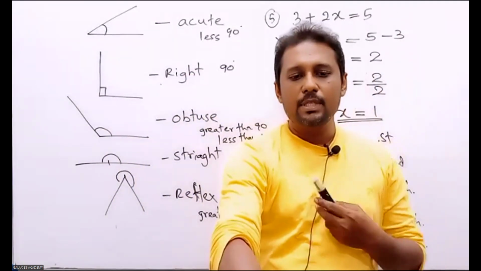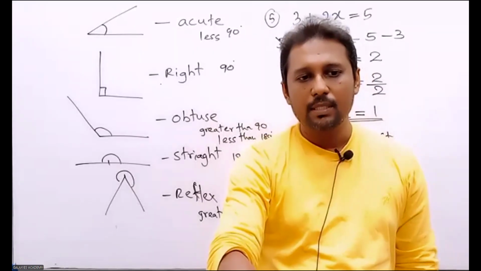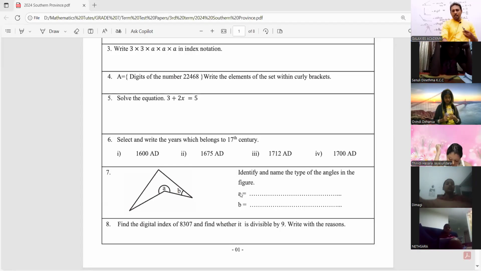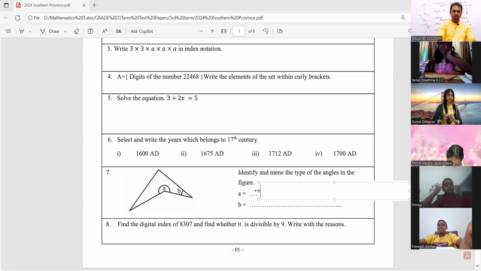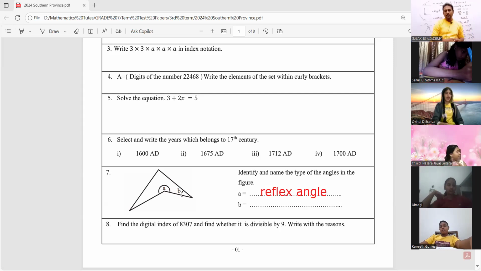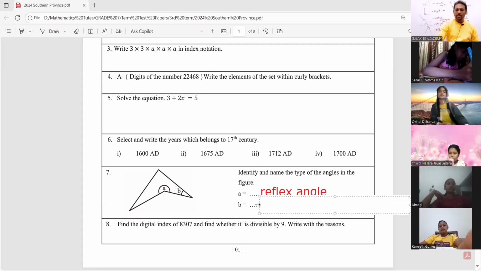Then using this knowledge, you have to write the answer for question number 7. Sample A. This is which type? It is a reflex angle, no? So your first answer should be reflex angle. Then look at sample B. It is less than 90 degrees, no? So it is acute.